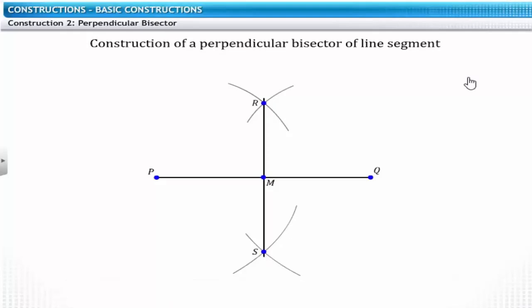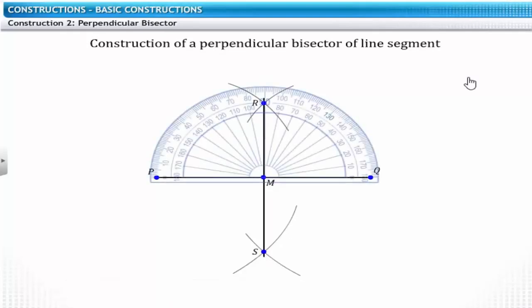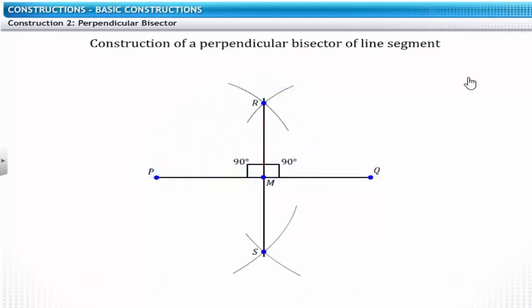Let's measure the angle formed at the point M. The measure of the angle is 90 degrees. The line RS is perpendicular to the line segment PQ. It also divides the line segment PQ into two equal halves and also forms a right angle at point M. The line RS is indeed a perpendicular bisector of the line segment PQ.